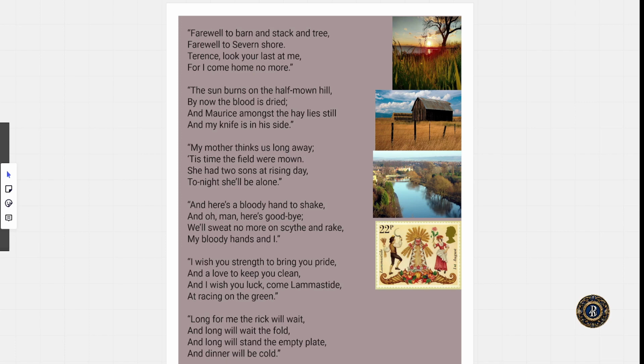My mother thinks us long away, 'tis time the field were mown. She had two sons at rising day, tonight she'll be alone. And here's a bloody hand to shake, and oh man, here's goodbye. We'll sweat no more on scythe and rake, my bloody hands and I. Wish you strength to bring you pride, and a love to keep you clean, and I wish you luck, come lamb steed, at racing on the green. Long for me the rick will wait, and long will wait the fold, and long will stand the empty plate, and dinner will be cold.